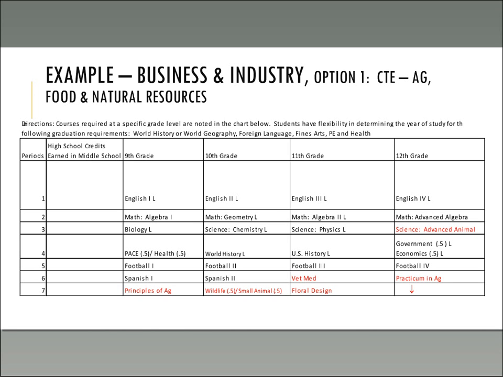And take a look at his science courses. Look at how advanced animal science could count as that person's fourth science credit, and it counts as part of this endorsement. So, you know, sometimes taking a specific class can count as two different things, and that's okay. The same thing with floral design. Taking floral design can count as their fine arts credit and as part of one of the endorsement credits.